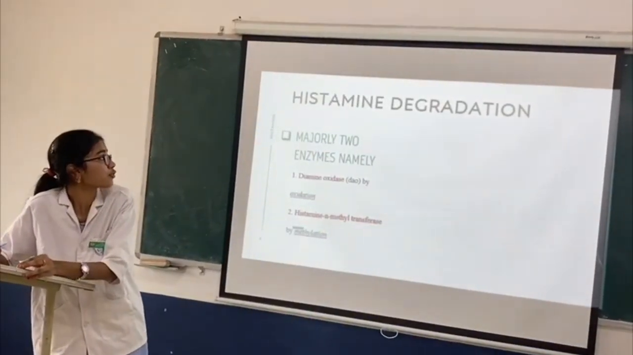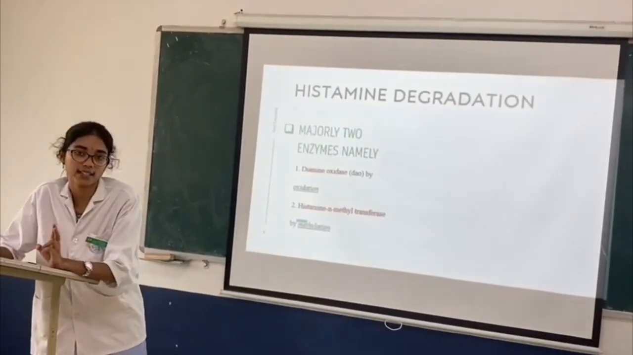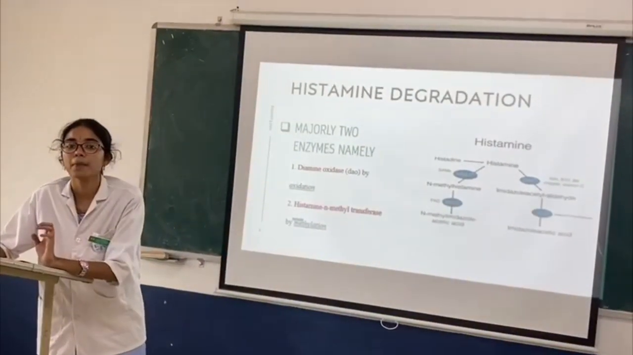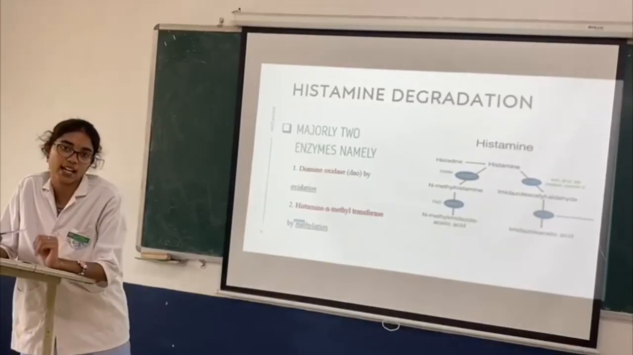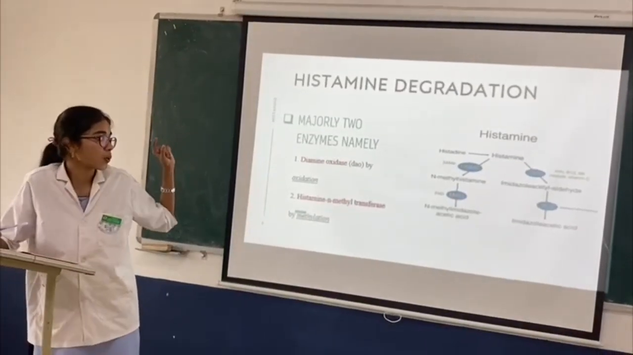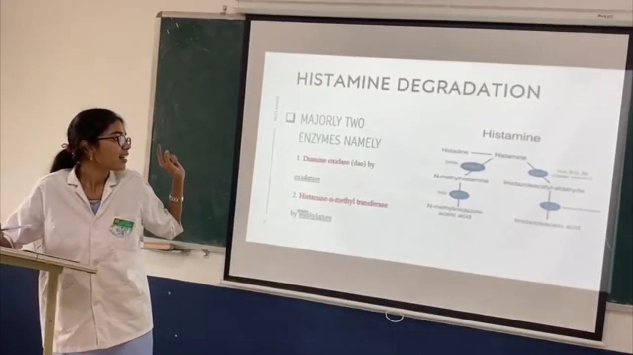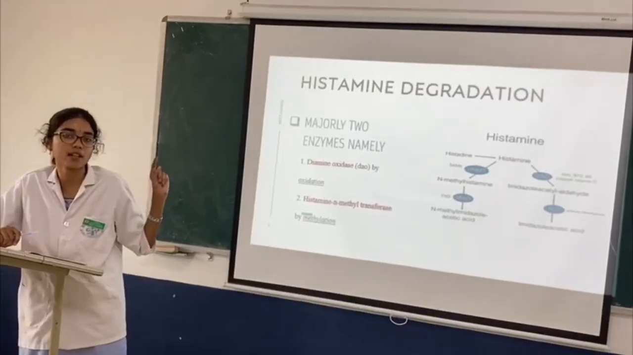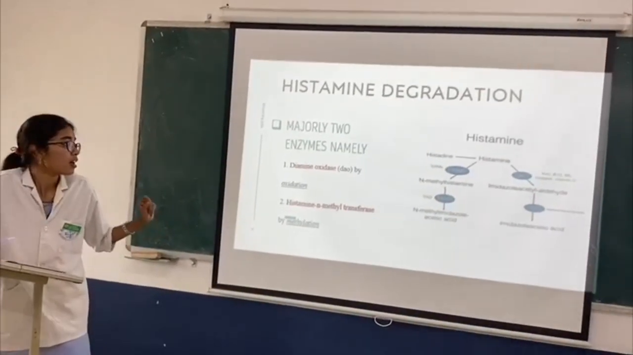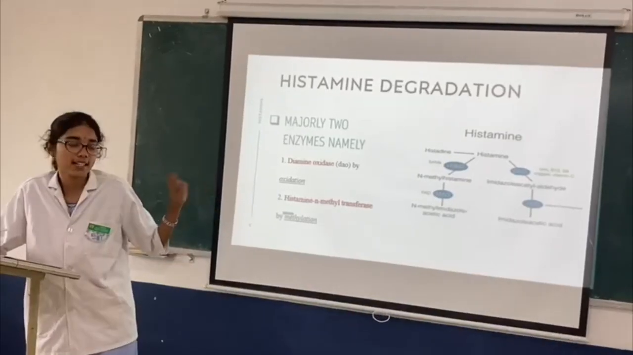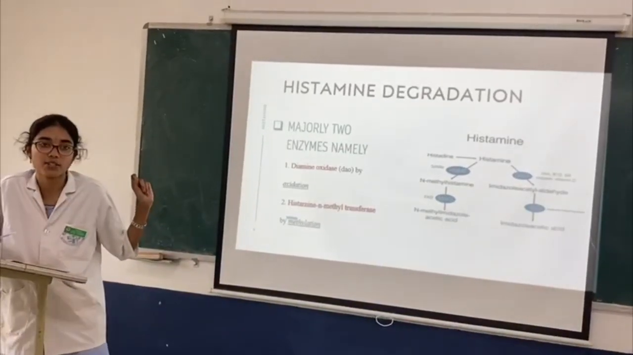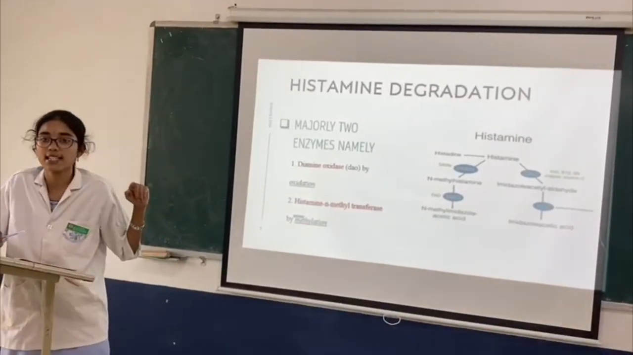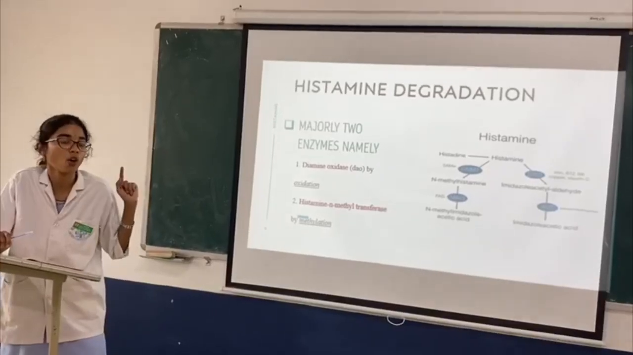Coming to the degradation of histamine, it requires mainly two enzymes: diamine oxidase, shortly called DAO, and histamine N-methyltransferase. First, histamine gets converted into imidazole acetaldehyde by the action of diamine oxidase, also called the histaminase enzyme, by the process of oxidation. Next, it can be degraded into N-methylhistamine by histamine N-methyltransferase by the process of methylation, which is further degraded into N-methylimidazole acetic acid by the action of monoamine oxidase.